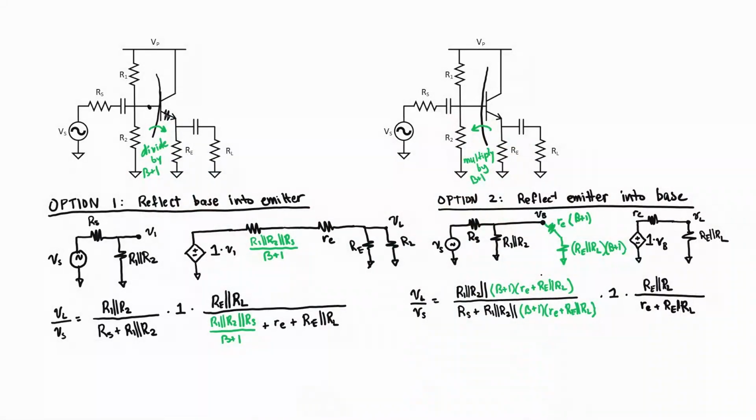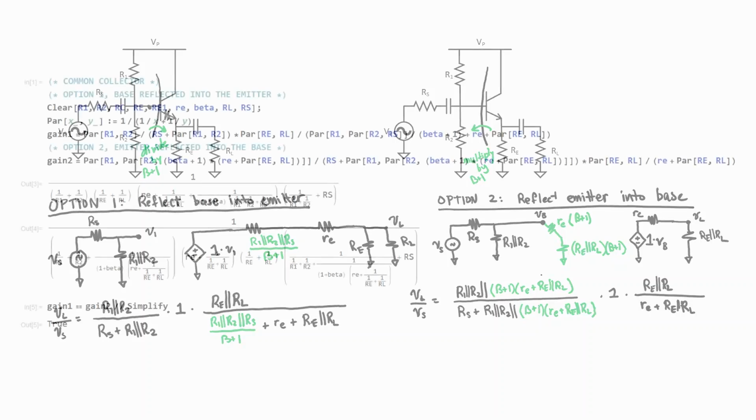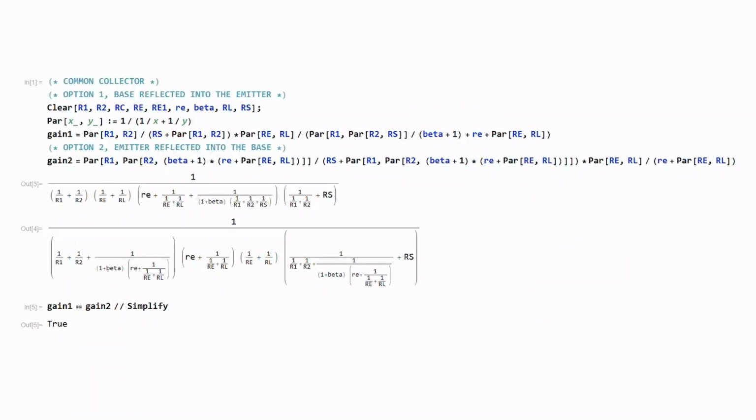In fact, I didn't even want to do it, but I want to prove to you that these expressions are the same. So I coded them into Mathematica. Here's option 1, and here's option 2, and then at the end of the day, the 2 gains are equal to one another according to a computer algebra software. I'm sure if you had enough time to spend, you could find the same thing on your own using longhand algebra.